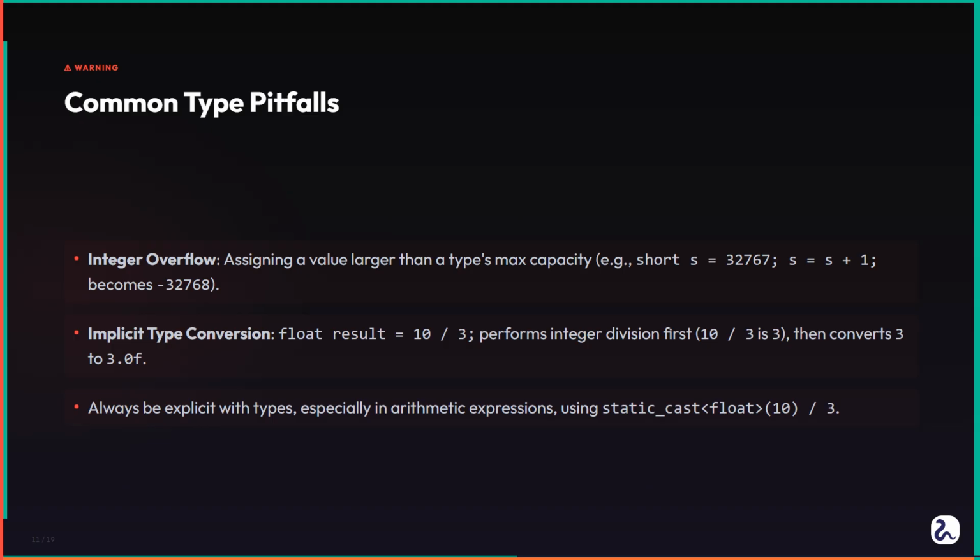Another one is implicit type conversion. If you write float result = 10 / 3, you might expect 3.33. But 10 and 3 are both integers, so integer division occurs, resulting in 3. This 3 is then implicitly converted to 3.0f and assigned to result. To get floating point division, you need float result = 10.0f / 3.0f, or float result = static_cast<float>(10) / 3.